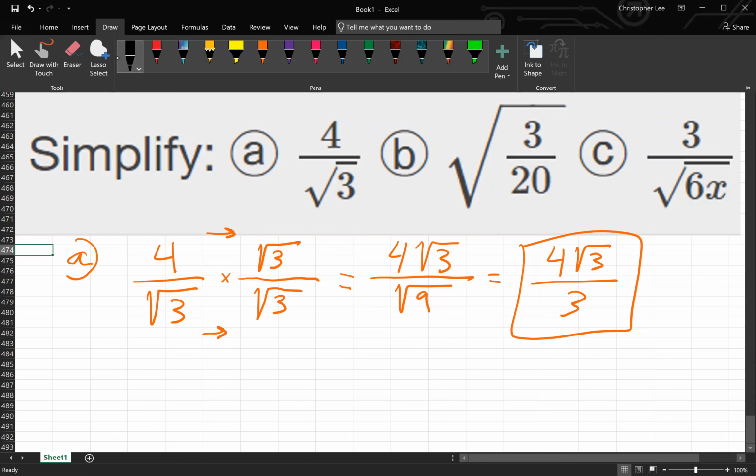Yes, that has to be there. When you multiply a regular number by the radical, you just write them next to each other.